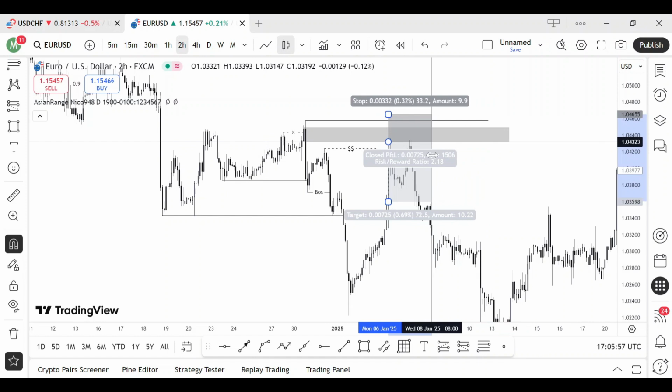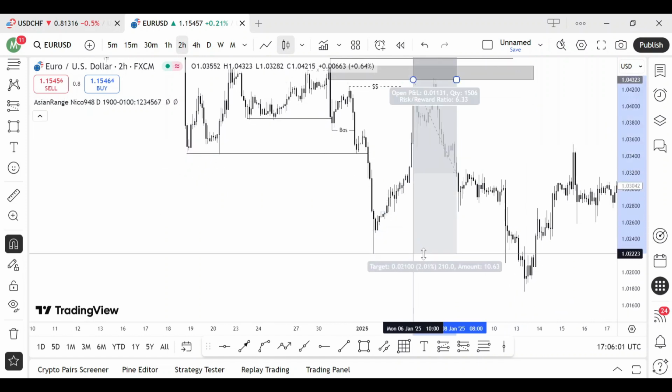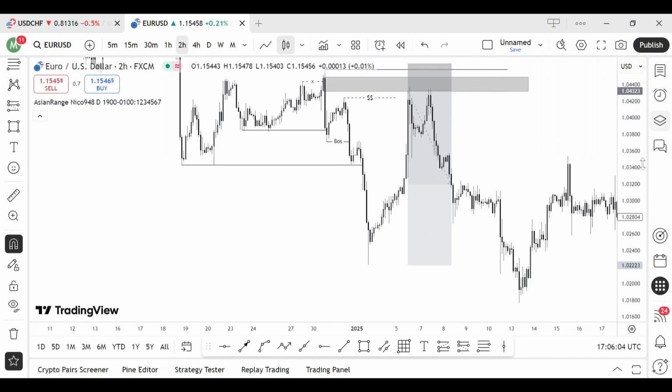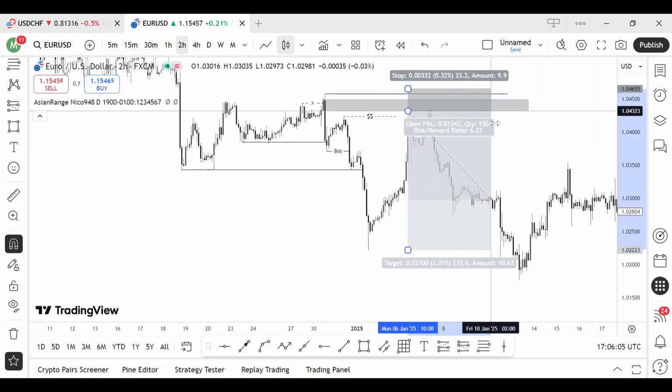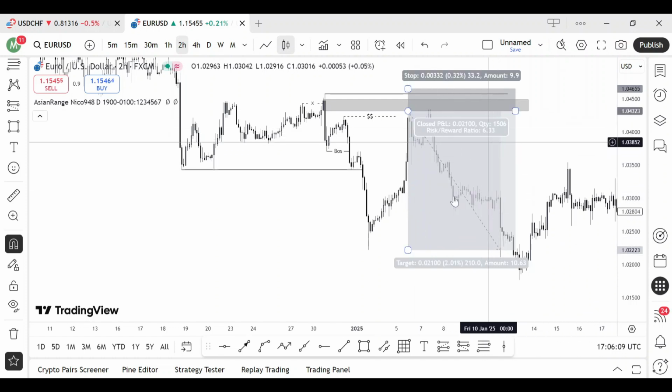And where do we target? The next low. In this case, you target this low. That's it. Your TP hit a 1-to-6 risk to reward ratio.